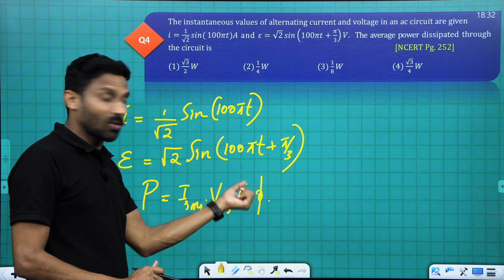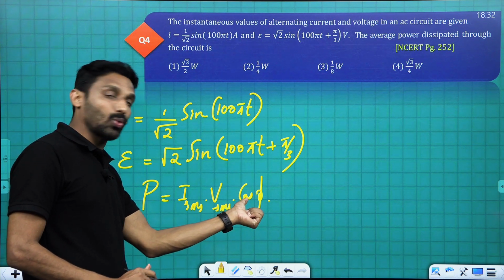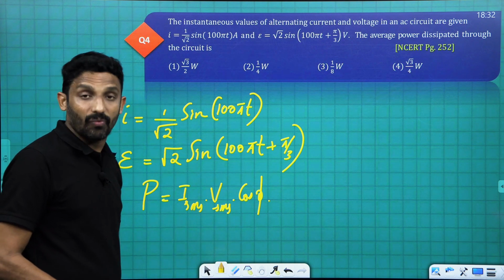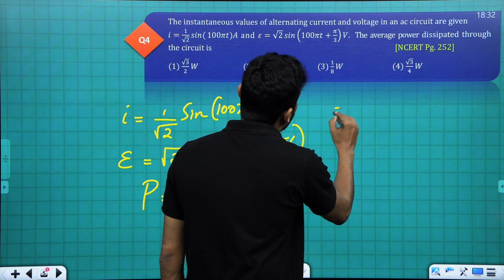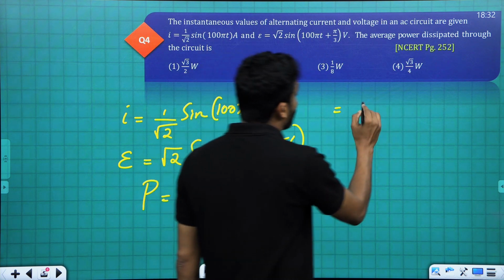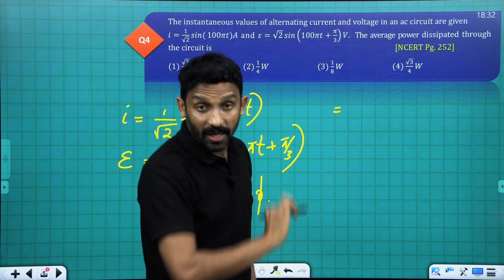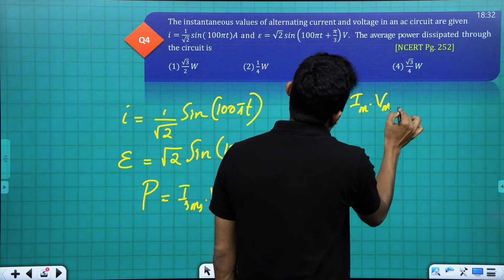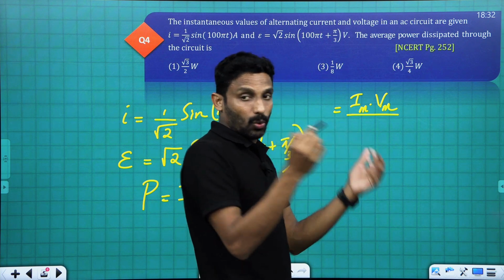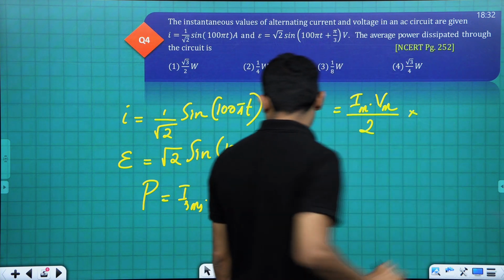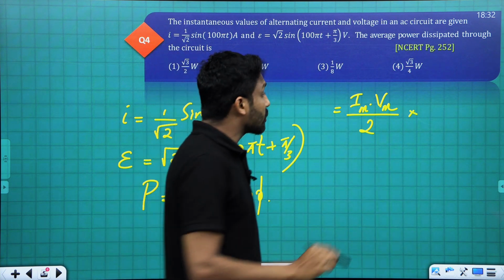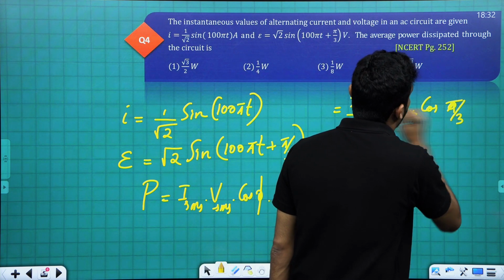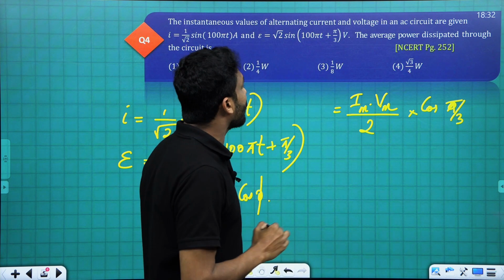Cos 60 degree is 1 by 2. So this is 1 by 2. Clear? The IRMS is Im by root 2 and VRMS is also Vm by root 2. So this average power through the circuit is Im by root 2 into Vm by root 2. That is Im into Vm divided by root 2 into root 2, that is 2, isn't it? Now cos pi by 3, how much is cos pi by 3? That is 1 by 2, or cos 60 degree, 1 by 2.